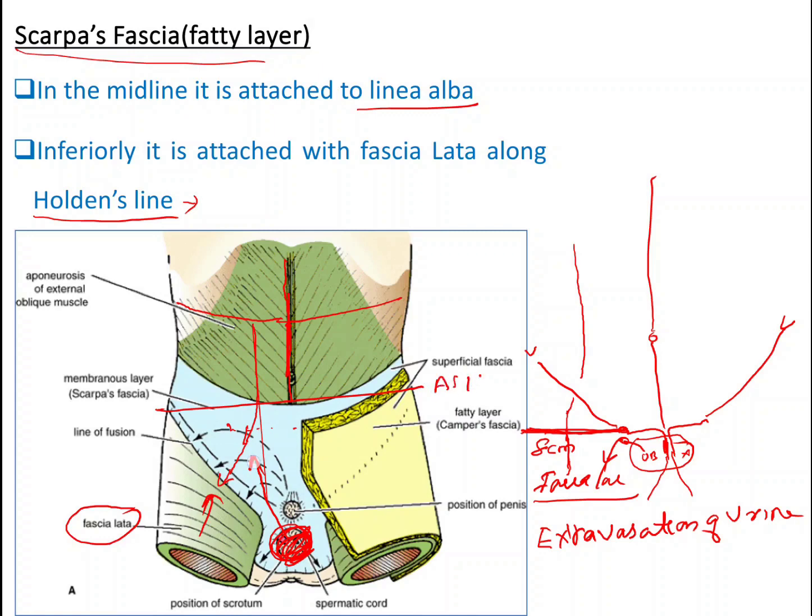Okay, and this extravasated urine fills all this region, but it will not enter into the thigh because of this Holden sign. You know there is a Holden sign. So the Holden sign is the line of attachment of the membranous layer with the deep fascia of the thigh, that is the fascia lata. So there is a strong attachment. That is why the extravasated urine cannot enter into the thigh, but it fills the superficial perineal pouch and the lower part of the anterior abdominal wall.